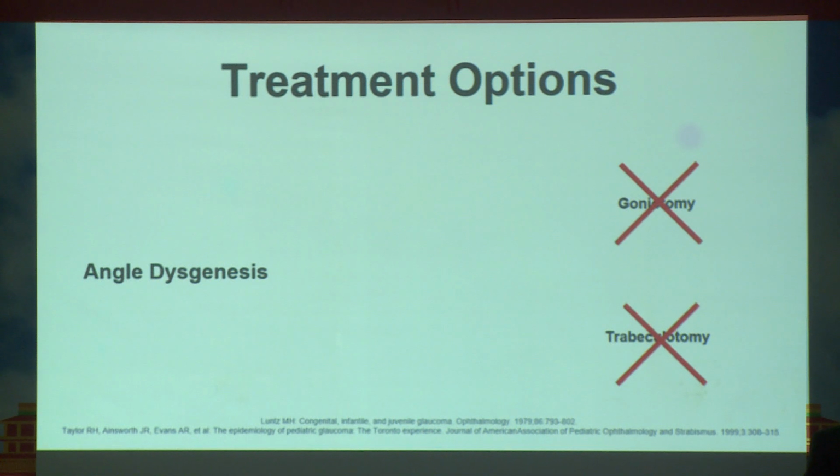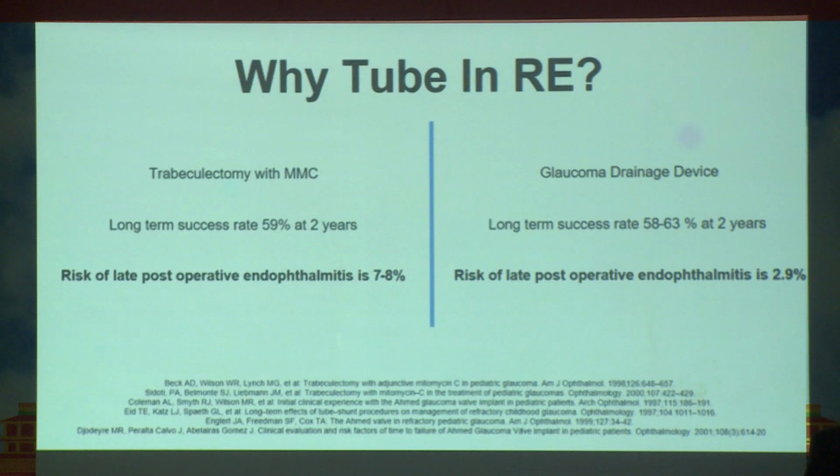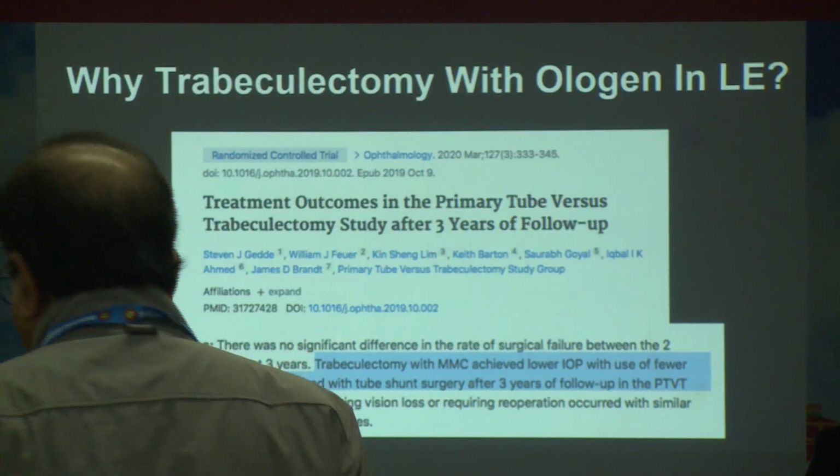We contemplated goniotomy and trabeculotomy, but that's not possible in ARS, and even trabeculectomy with MMC, that's not possible. So why tube? Because that was the only viable option, because MMC is teratogenic, and there is also a risk of late postoperative endophthalmitis if trabeculectomy is done with MMC. But more or less it's teratogenic to the baby, that's why we didn't go with trab with MMC.